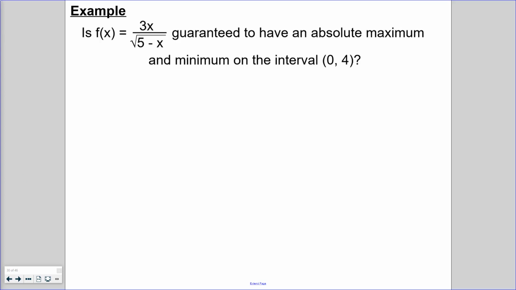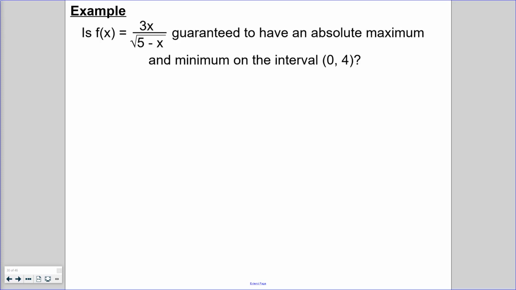One more time. Is f of x equal to 3x over the square root of 5 minus x guaranteed to have an absolute minimum and maximum on the interval 0 to 4? Here we're not actually trying to determine what the absolute max and the absolute minimum values are. We're just trying to see if it's guaranteed to have an absolute max and an absolute min.